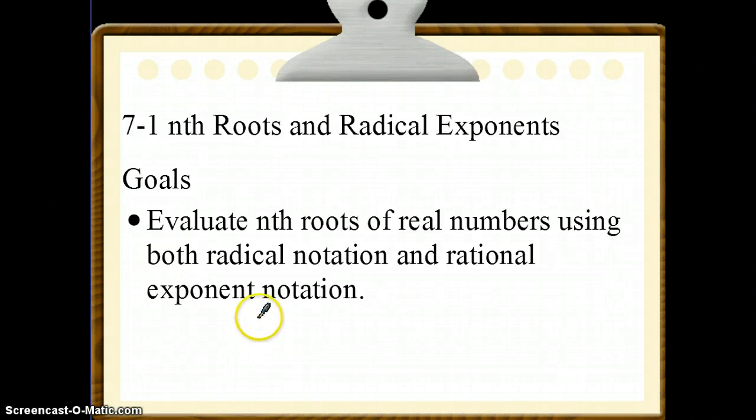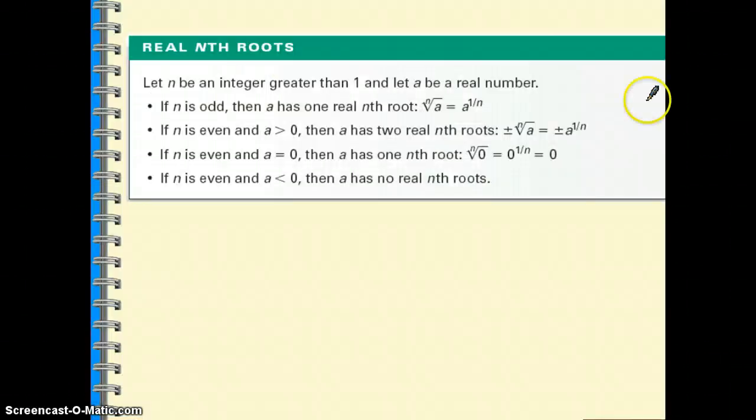Welcome to Chapter 7, Section 1, Nth Roots and Radical Exponents. In this lesson, we're going to evaluate nth roots of real numbers using both radical notation and rational exponent notation.